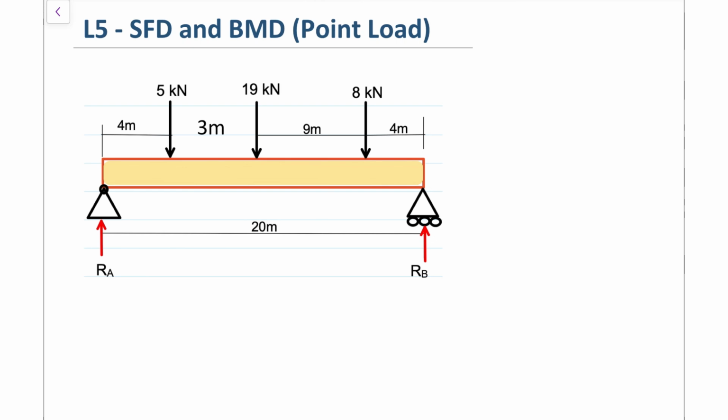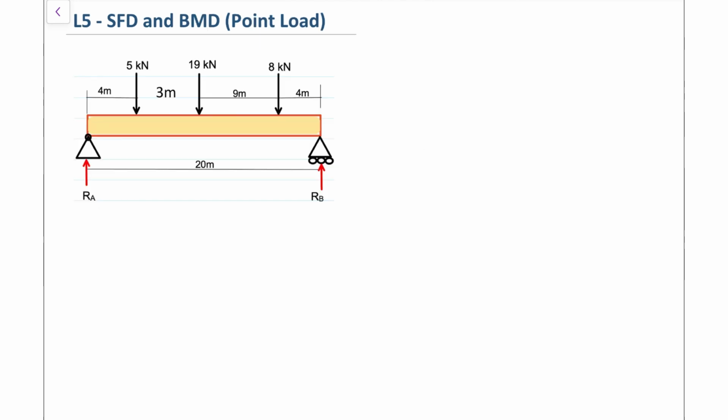So what you're looking at here is a simply supported beam, and we're going to draw the shear force diagram and the bending moment diagram. So let's begin. To draw the shear force diagram or the bending moment diagram, we first need to find the reaction forces at RA and RB.